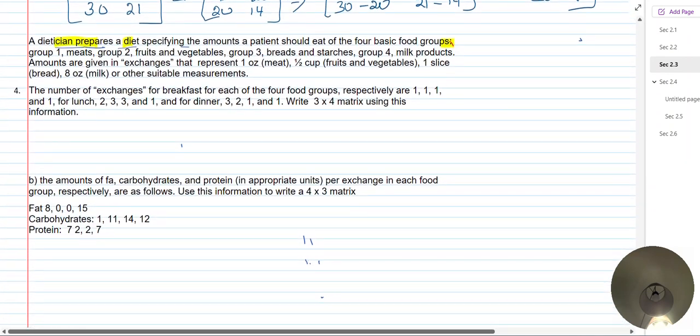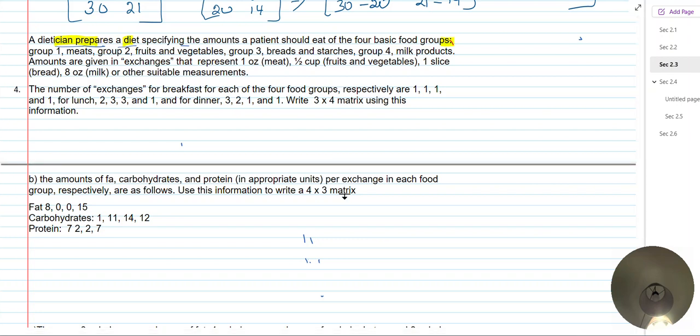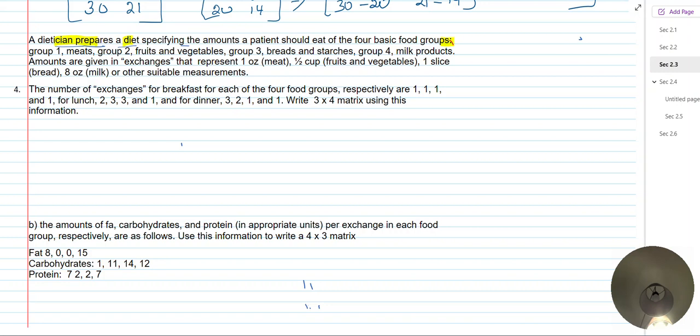All right, so let's look at this information here, and I probably need more room. A dietitian prepares a diet specifying the amount a patient should eat of 4 basic groups. Group 1 is meat, Group 2 is fruits and vegetables, Group 3 is breads and starches, and Group 4 is milk products. The amounts are given in exchanges that represent 1 ounce of meat, 1/2 cup of fruits and vegetables, 1 slice of bread, 8 ounces of milk, or other suitable measurements.